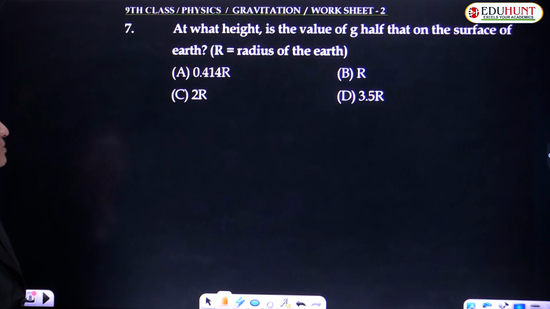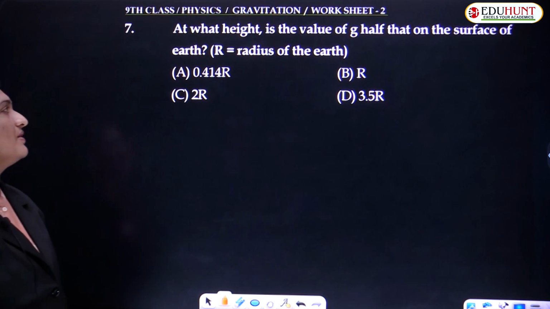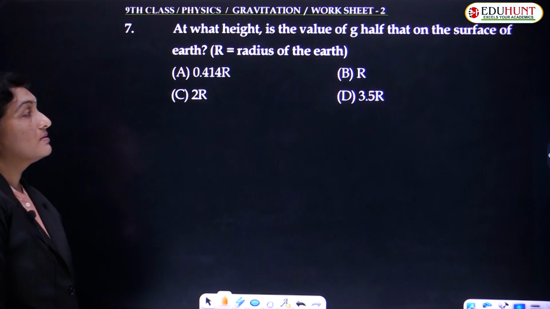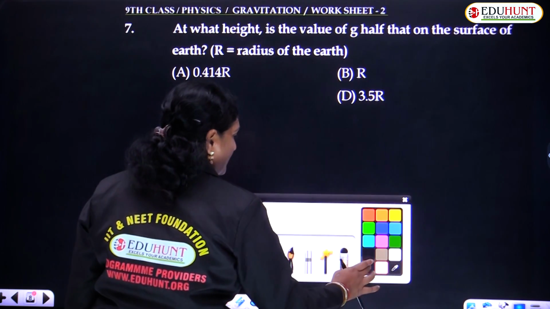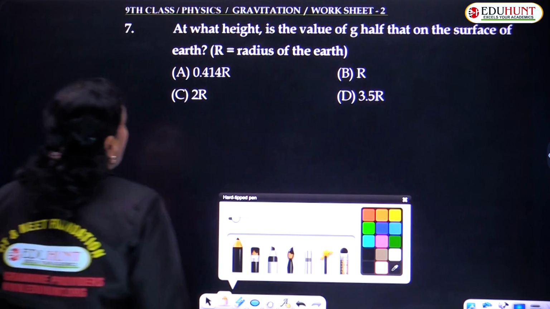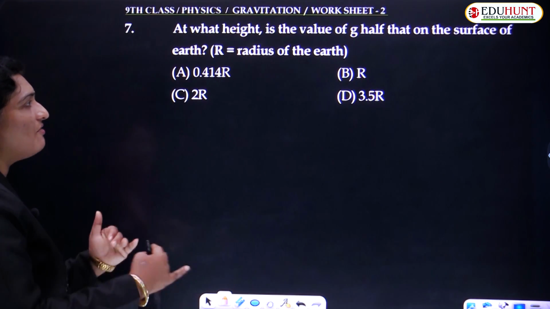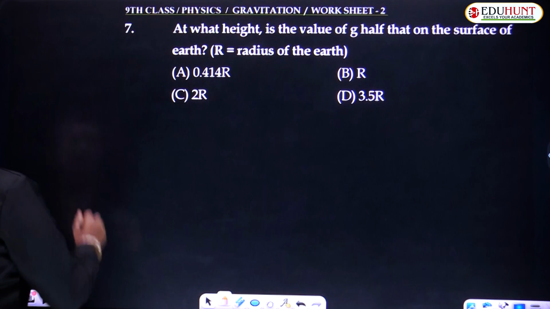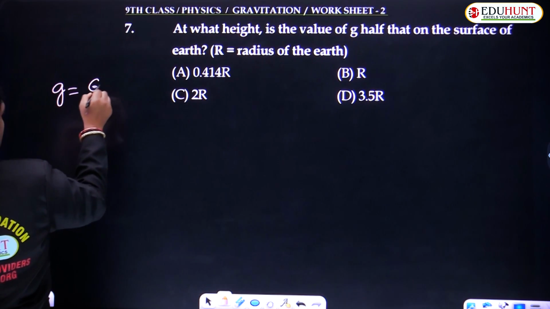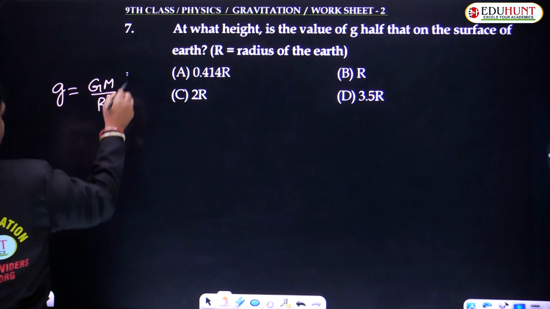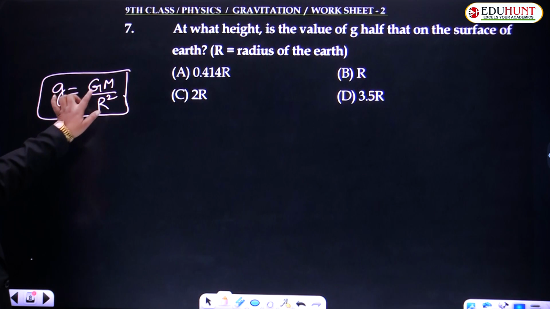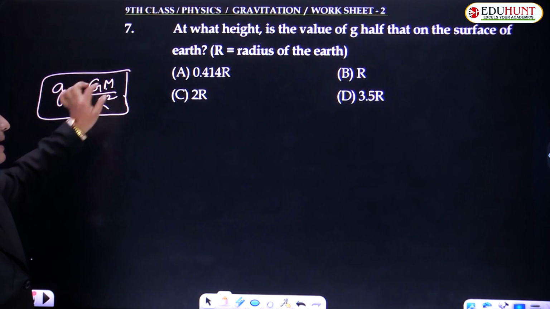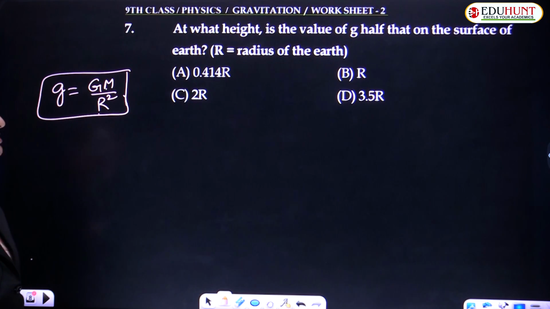Let us look at the next question, children. Seventh one: at what height is the value of g half that on the surface of the earth? This model we already solved in the previous exercises, but let us look at it carefully. Children, what is the formula for g? g is given as GM by R square, where g is acceleration due to gravity on the surface of the earth, capital G the universal gravitational constant, M the mass of the earth, and R the radius of the earth.